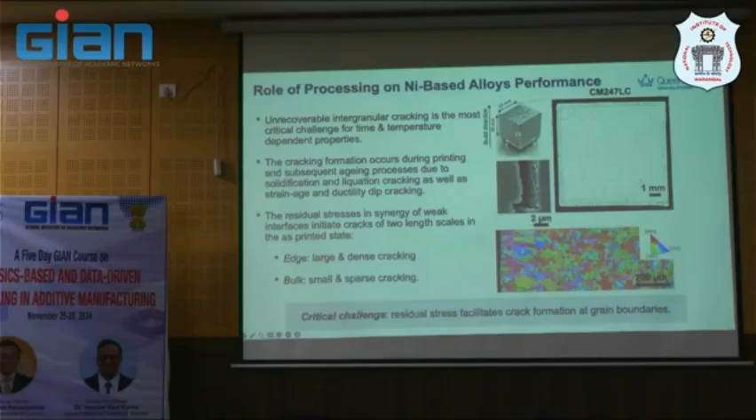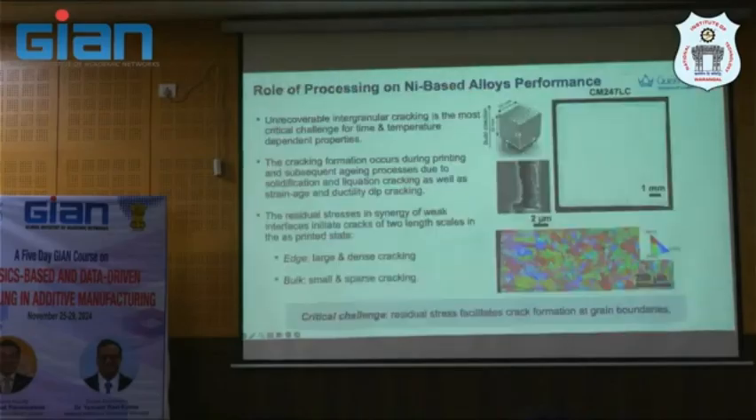We don't know very much at that time about what happened, but further investigation has been done later. That I showed you yesterday, solidification cracking, trying to classify what type of cracking during the material printing here, and residual stress. As well, we did some residual stress experiments and measurements using the bridge structure. So the critical challenge here, we believe the residual stress facilitates the crack formation at grain boundary, and at the edge, also at the bulk of the material.